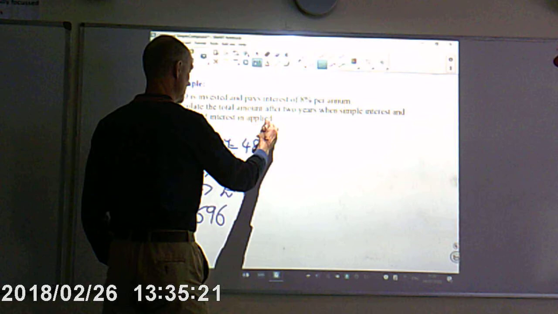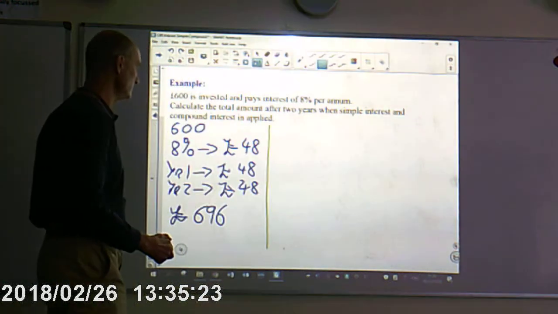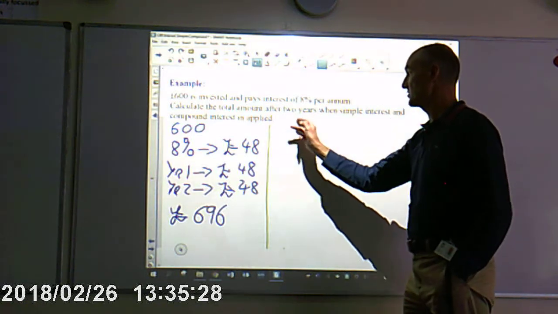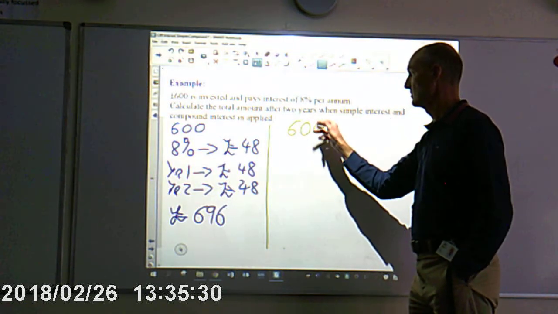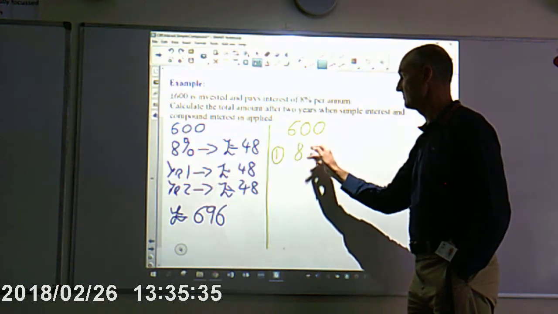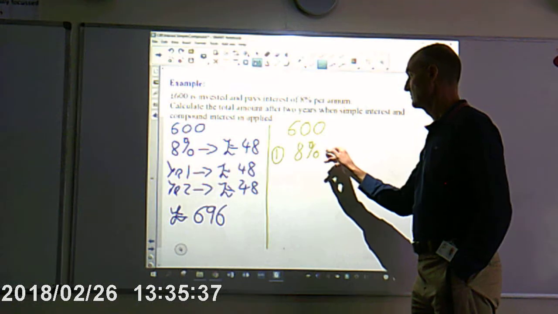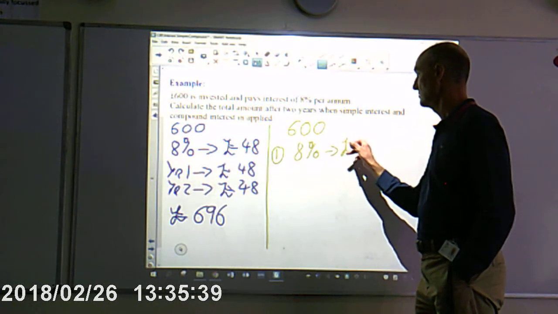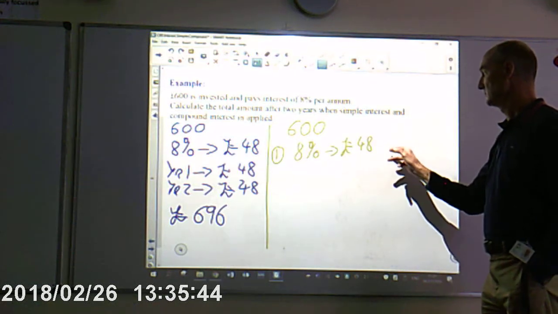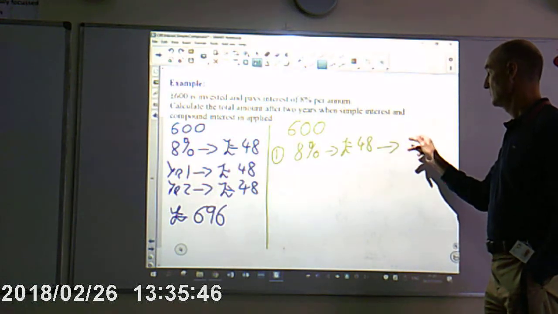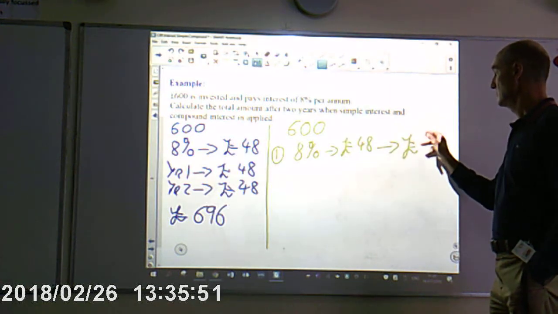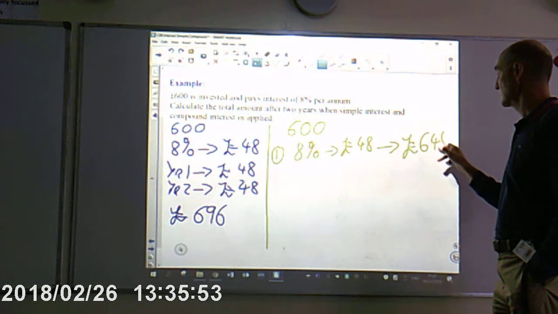Now compare that to compound interest. Because what happens with compound interest, start off with our £600. Year one, 8% gives me £48. So now my capital sum is now 600 plus the 48. So the money that I've got invested is now £648.